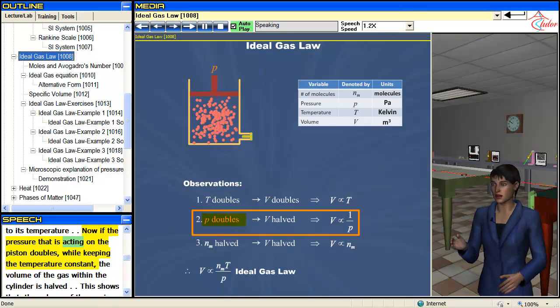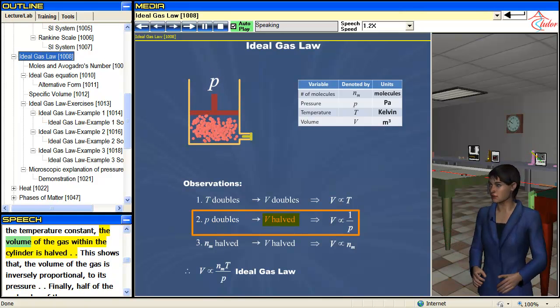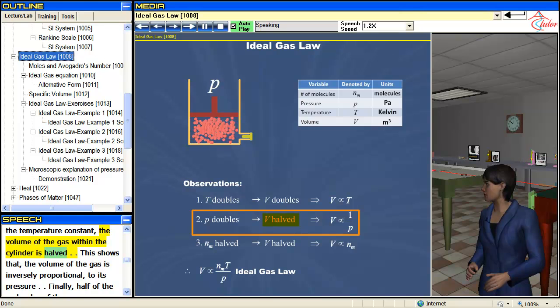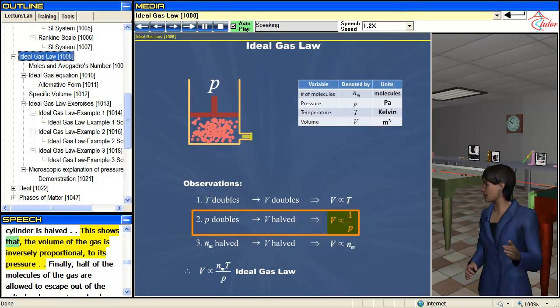Now if the pressure that is acting on the piston doubles, while keeping the temperature constant, the volume of the gas within the cylinder is halved. This shows that the volume of the gas is inversely proportional to its pressure.